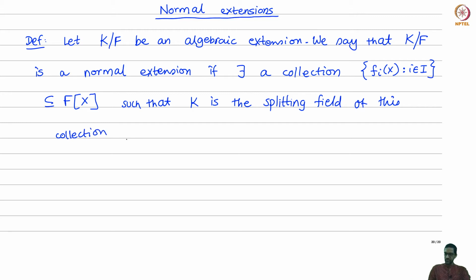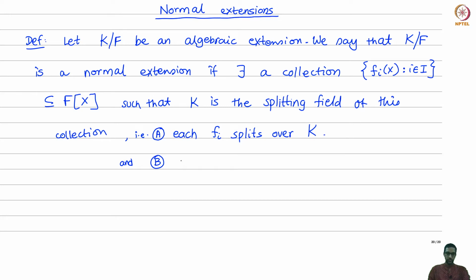Okay, so that's the definition, but let me just say what I mean by the splitting field of a collection. We talked about the splitting field of a single polynomial. The splitting field of a collection means that each f_i splits over K. Recall there were two properties for a splitting field of a single polynomial. So similarly here I have two properties, let me call them capital A and capital B. Property A: each f_i splits over this field K, and it splits completely into a product of linear factors. Property B says that this does not hold for any proper subfield of K.